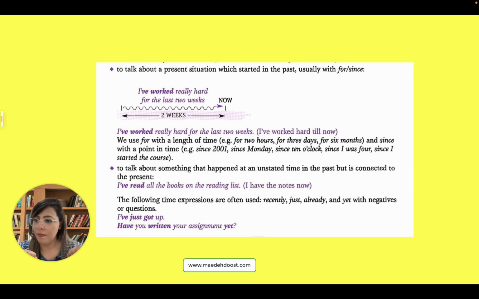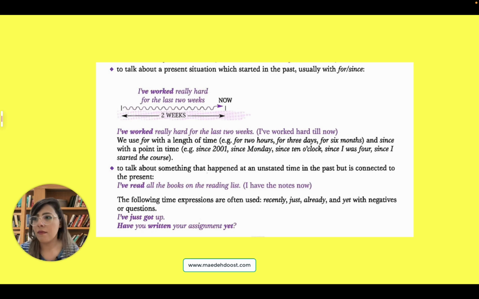For example, I have bought this book. Look at this. This is the result of my shopping. I've bought this book. Yes, this is the result. So you can use present perfect without any exact time.